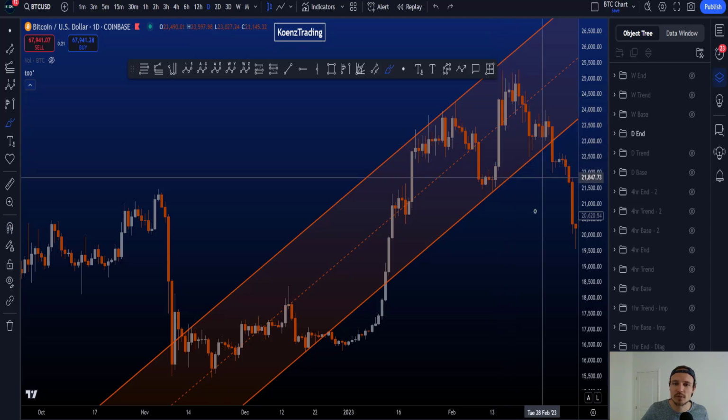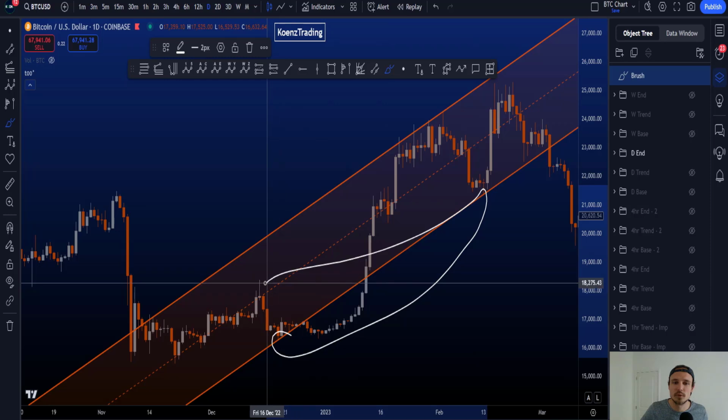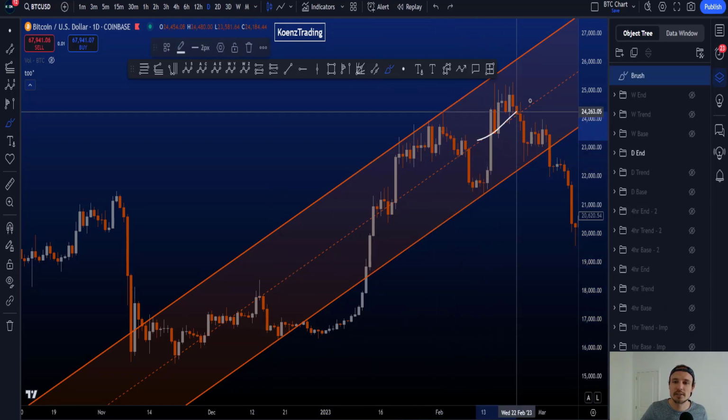As price then moves towards the upside, this is your end channel, end of 2 to the end of 4 to then the end of your wave 3 here. And you can see price ending here in the upper half of the ending channel.